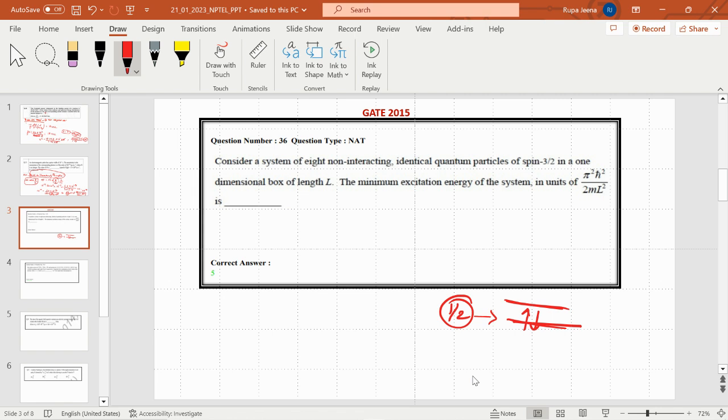But this is not the case with this one. Try to see that spin 3 by 2 is given. So how many particles will be present in one state will depend upon the spin. If it is spin half, then only two particles. If it is spin 3 by 2, then four particles. Then try to solve this question because I have given you the hint.